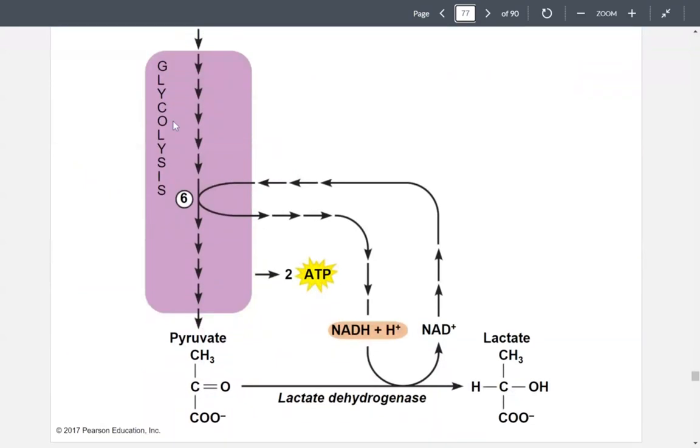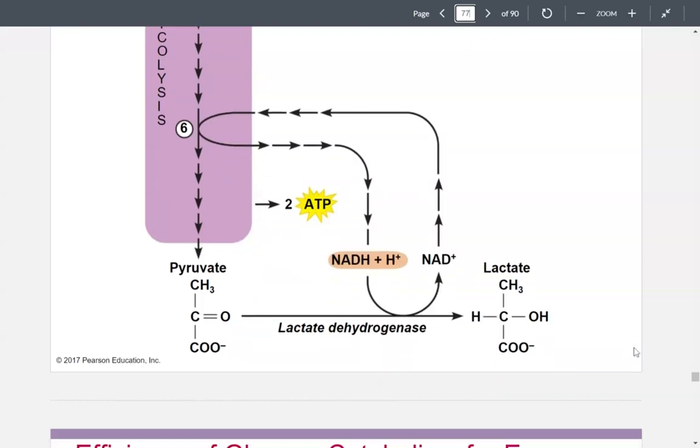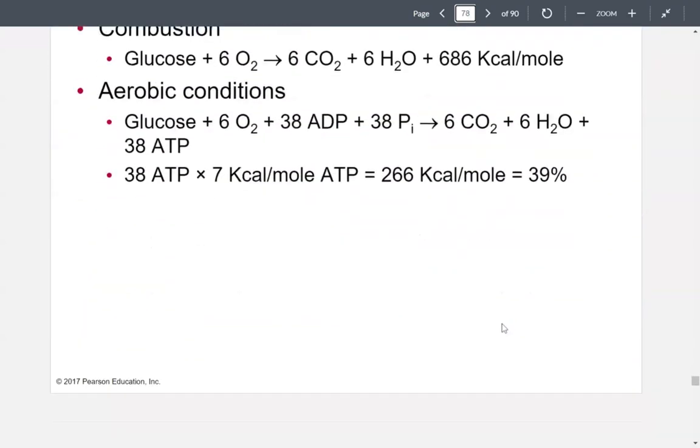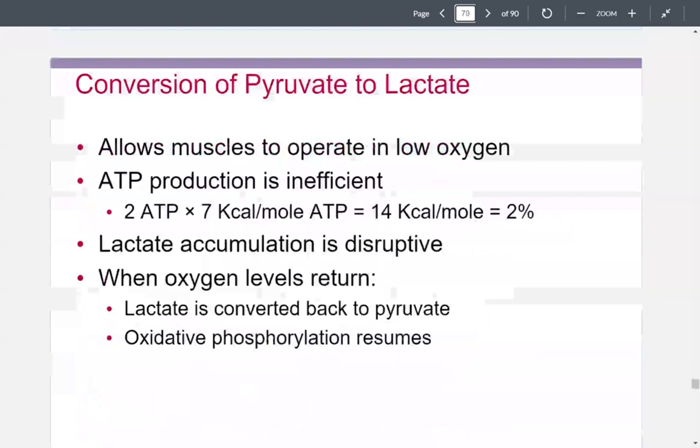So here's what we do. Glycolysis, pyruvate, lactate dehydrogenase is going to come into play instead to continue to give us NAD+. And we are going to then have lactate, NAD+, sorry. Conversion of pyruvate to lactate. This allows our muscles to operate with low oxygen.